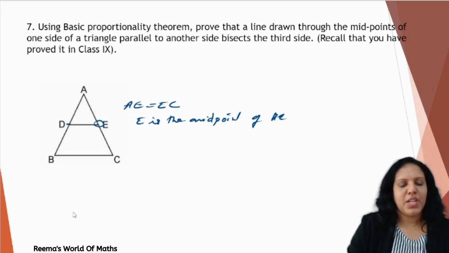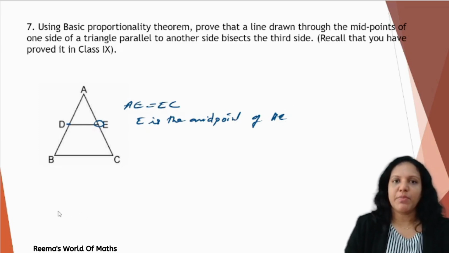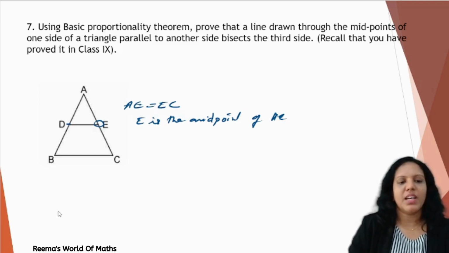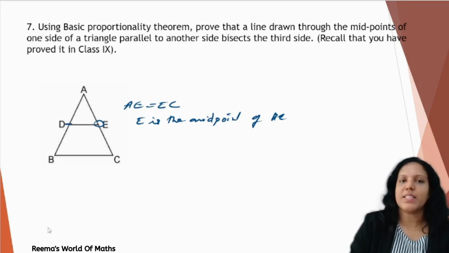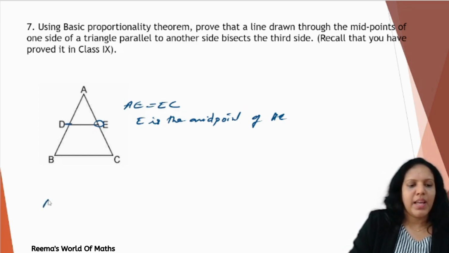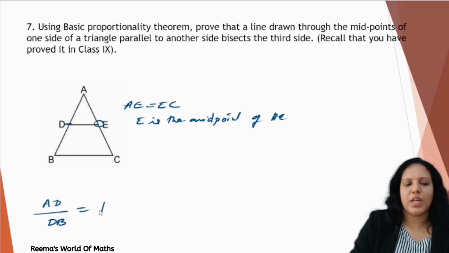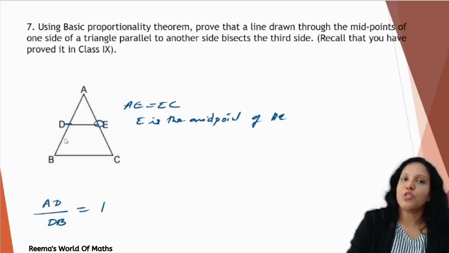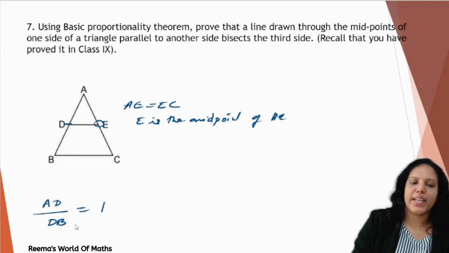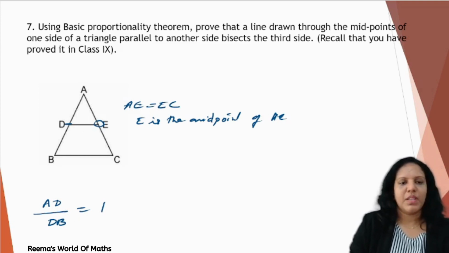As per the basic proportionality theorem, any line drawn parallel to one side of a triangle divides the other two sides in the equal ratio. Here we are already given D is the midpoint. If D is the midpoint of AB, then AD by DB will be equal to 1, right? If D bisects AB, AD and DB are equal, since the line AB is divided into two equal lines. So AD by DB equals 1.